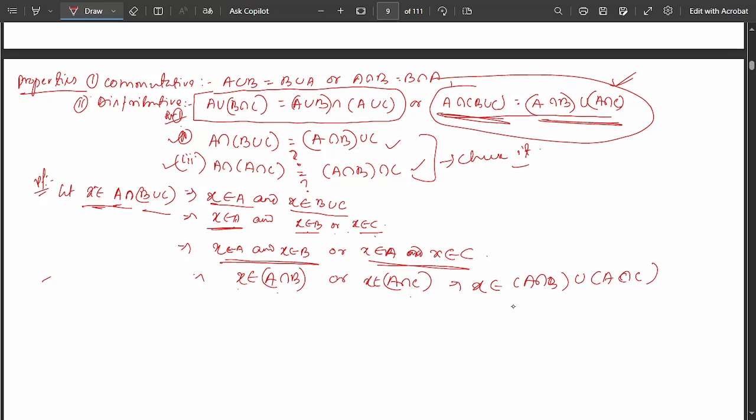That implies that I take an arbitrary element in the left hand side, and that element is contained in the right hand side. So every element of the left hand side set is contained in the right hand side set. So this implies that A intersection, B union C is a subset of A intersection B, union A intersection C. Now again, I am taking an element in the right hand side.